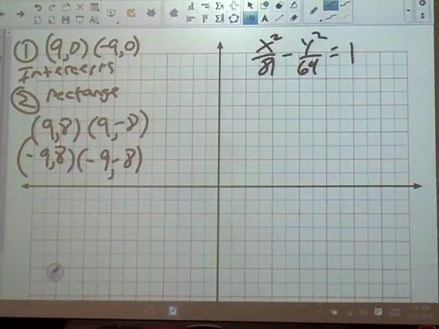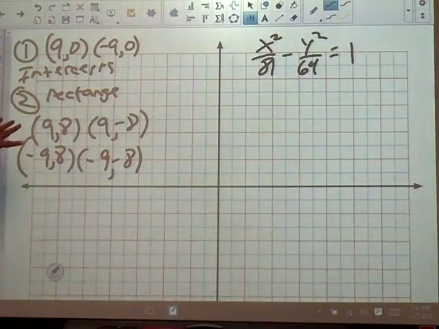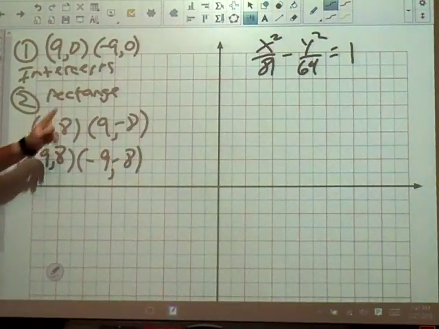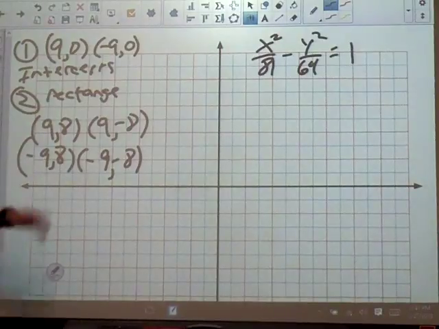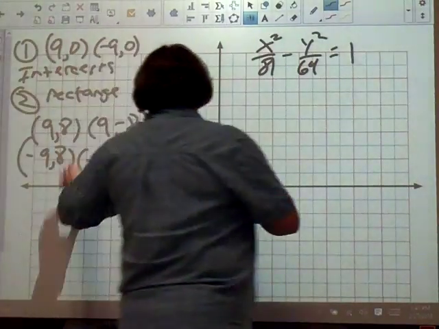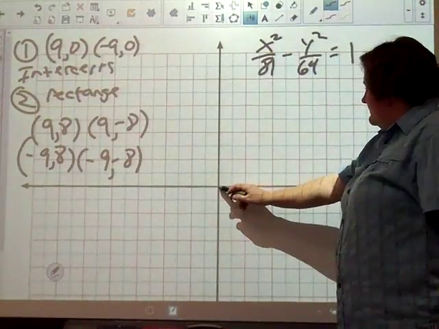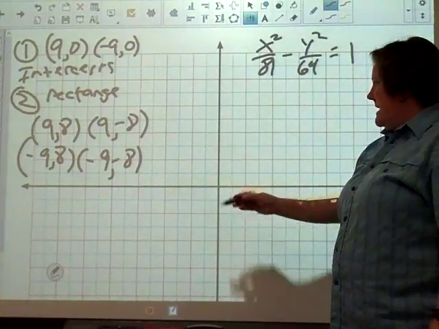Now some people, when they graph a hyperbola, will actually draw that rectangle. I'm not going to draw it, but I do need those four points. So I'm going to put dots on all four of those points. Go ahead on your paper while I'm doing it on mine and get those four corners dotted. I have to count on every one to get the 9s and 8s here.